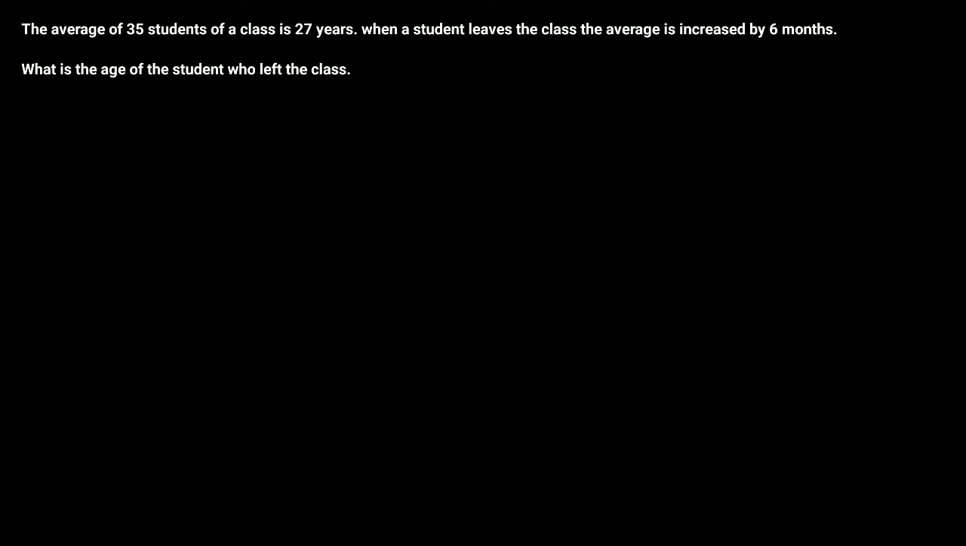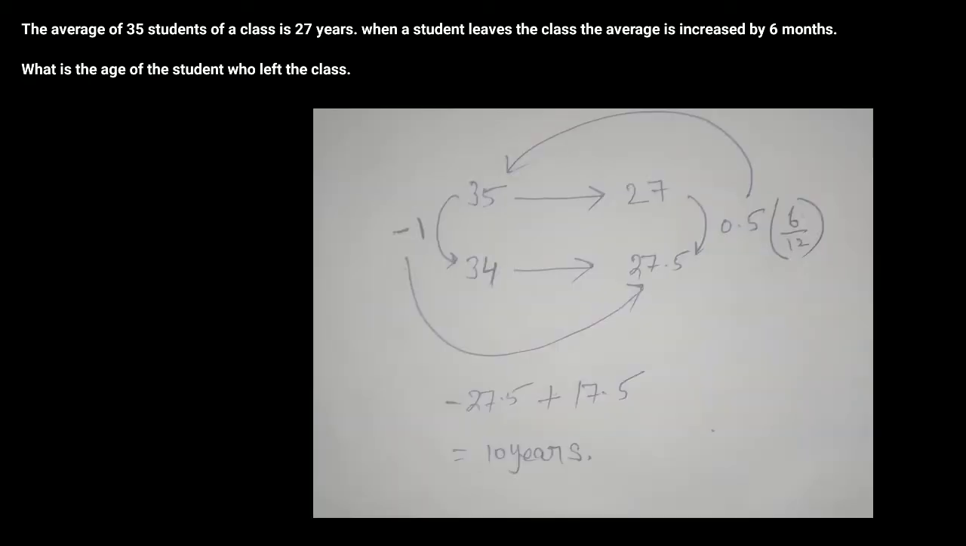Now we will see the next question. The average of 35 students of a class is 27 years. When a student leaves the class, the average is increased by 6 months. What is the age of the student who left the class? Now follow the same procedure.